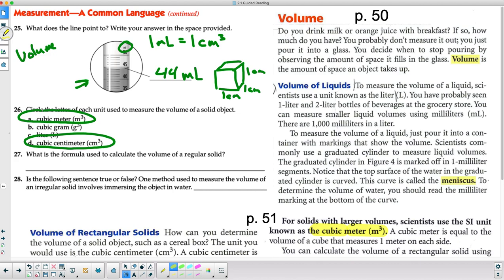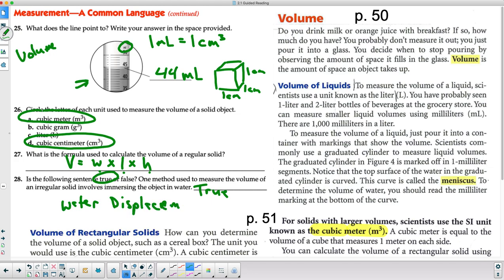This says what formula is used when we measure a regular solid. Typically we use volume equals length times width times height. There must be 3 parts to that: length, width, and height. Okay? The following sentence, is it true or false? One method used in measuring the volume of an irregular solid involves immersing the object in water. Yes, that is true, actually. It is true. And we call that water displacement. Measuring volume by water displacement.